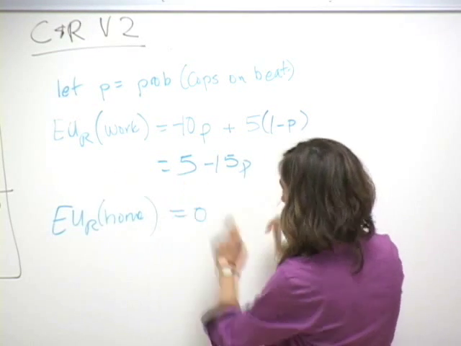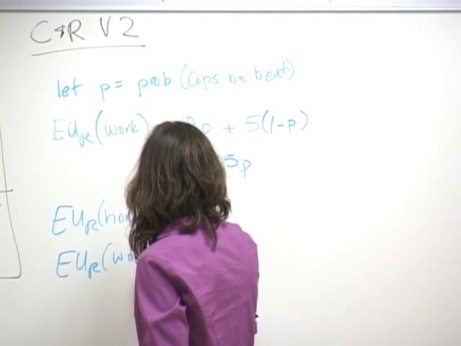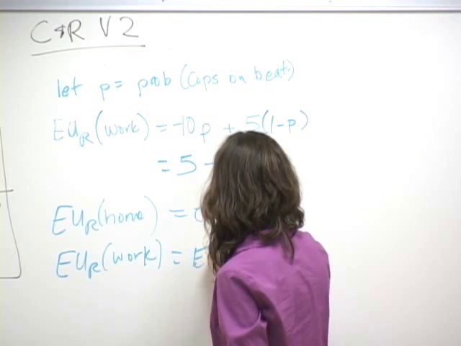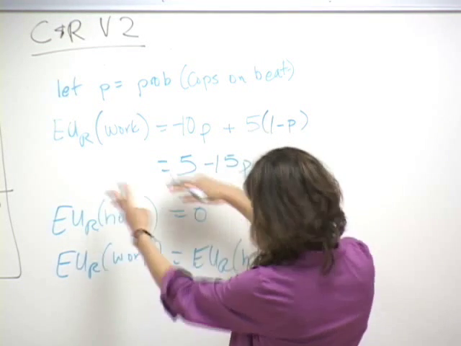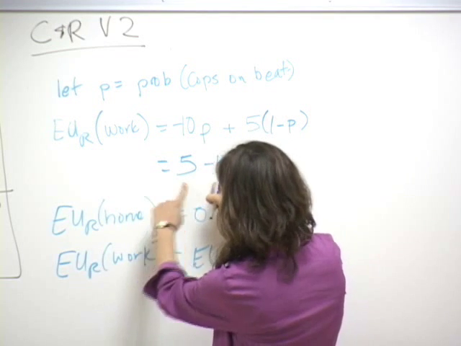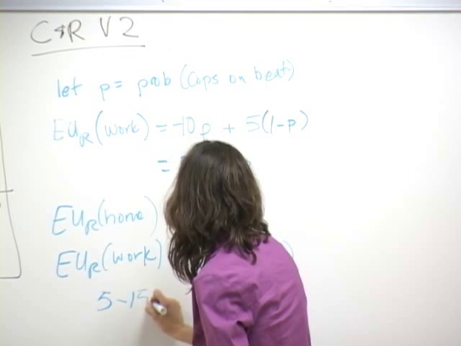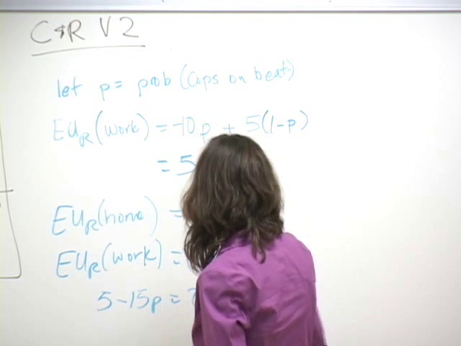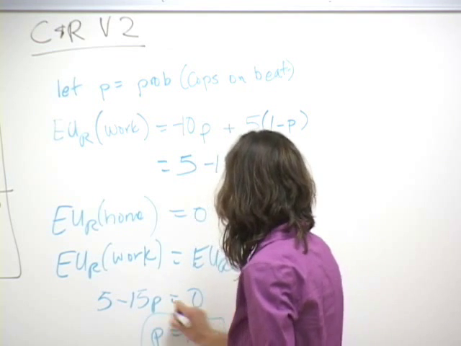Okay, so let's set them equal. The expected utility to the robbers of being at work equals the expected utility to the robbers of being at home. Just saying what I'm doing and now plugging in the numbers. This expected utility of work, 5 minus 15P, has to equal 0. Sounds like P equals 1/3.